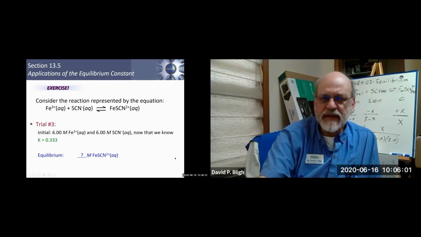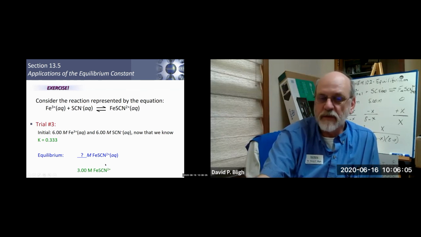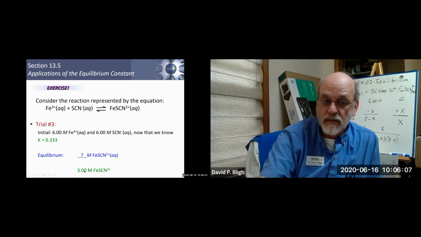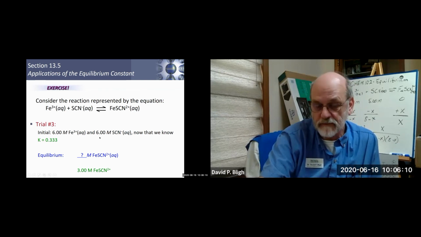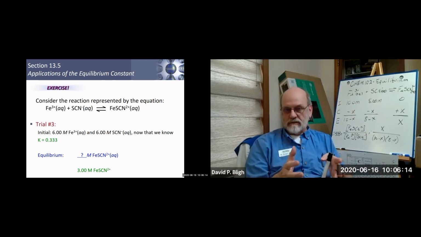Okay, we could do this thing over again, right? Just run through the same thing. We'd end up with a different concentration because we started at a different position. So our equilibrium position has changed. But the equilibrium constant is just what it is, a constant.